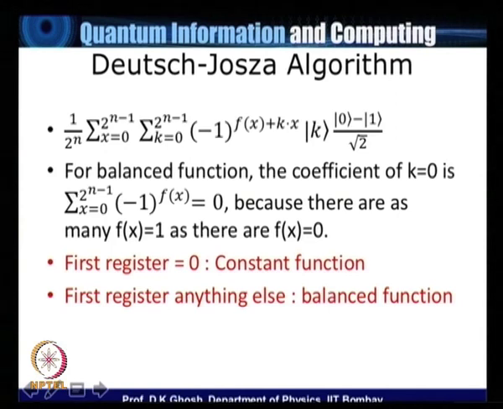So notice immediately that there is a big difference between the two cases. In the first case, when the function is constant, my first register will contain only the state 0. But if the first register measures anything else, then the function must be balanced. So once again, a single query determines whether my function was balanced or not, and that is obviously a great improvement over the corresponding classical algorithm.